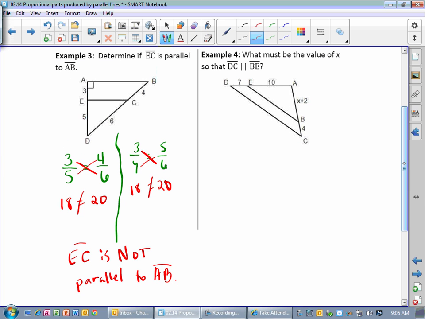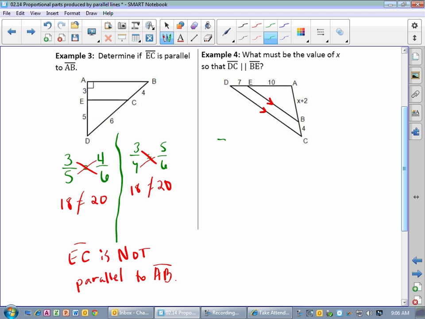And the last example says, what must the value of x be so that DC is parallel to DE? In other words, we want to be able to say, yep, they are parallel. So we have an unknown value right here for x. So in order for these to be parallel, these segments have to be proportional. Okay, so we set up one of our proportions here.